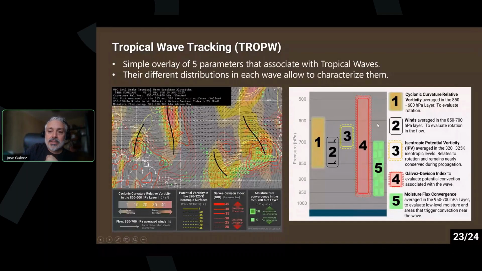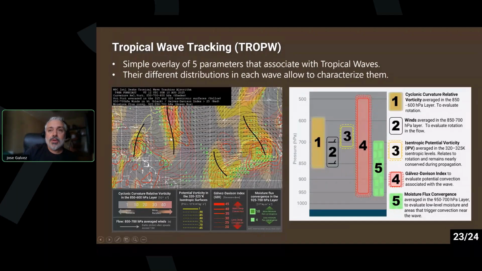And then we added the GDI. The GDI kind of helps to evaluate the convection that could be coming with the wave. And also we added the moisture flux convergence, which are these green boxes. And the moisture flux convergence tells you about the triggers where the moisture could be converging in the low troposphere. And having all these 5 parameters together can give you an idea of the types of waves that you have.